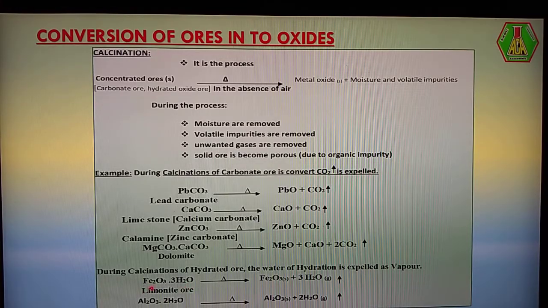Okay. So during a calcination process, some hydrated ores are also involved. Limonite, Fe2O3 with 3 moles of water, is also involved in a calcination process in the absence of air. Here the hydrated ferric oxide is converted into ferric oxide, and the water is removed in the form of vapor. Just see here also some alumina ore. Here also we are taking alumina ore to introduce into a calcination process. Here the water is expelled in the form of vapor, and pure alumina is obtained. Are you clear? So it all belongs to the calcination process.